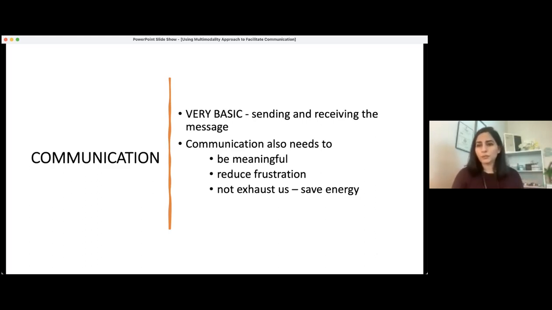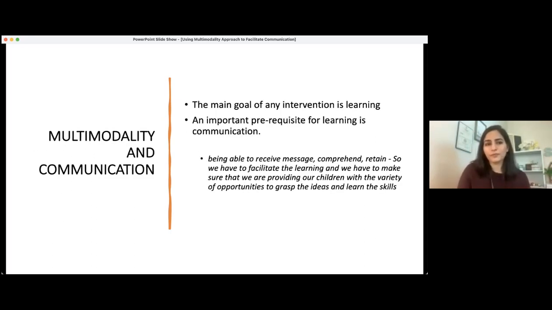That's why we talk about the multimodal method. And it's not supposed to exhaust us. We are supposed to save energy when we are able to send a message in an easier way, in a way that is basically causing us less toll. It's going to be a more pleasant experience. And I'm going to be going over all those things. When I give examples, you'll understand it, but I just wanted to go over what my basic stance is. So how does multimodality and the communication go together?